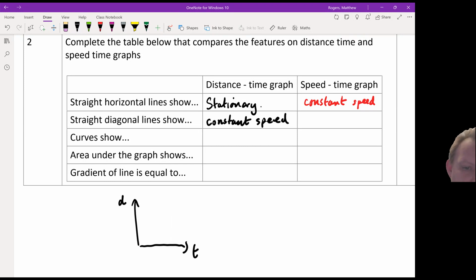Whereas for our velocity time graph, or speed time graph, a straight diagonal line means the speed keeps changing. So each time we look, the speed has changed, but again, it's gone up by even steps. So we describe this as a constant acceleration.